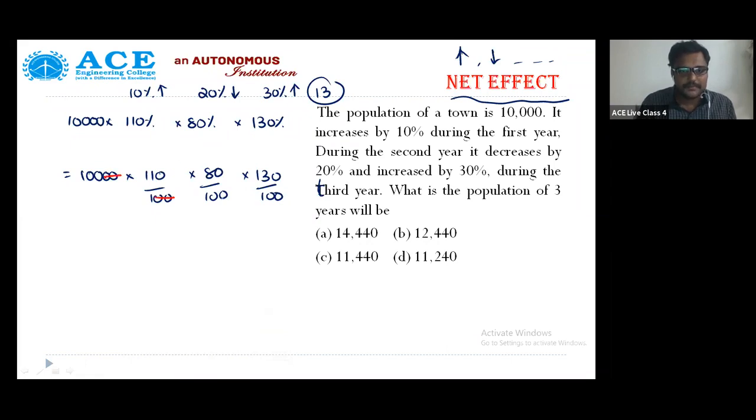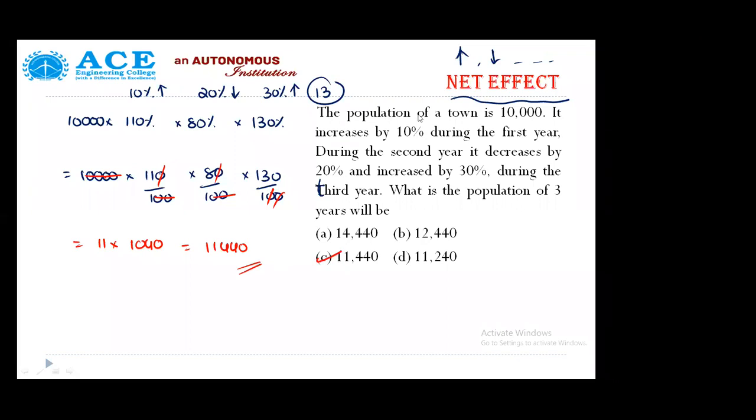Okay. So 11 into 1040, which is nothing but 11,440. Option C is correct answer, my dear friends. Yeah, it's similar to compound interest concept or profit and loss also. We discuss the same scenario. Excellent. See the next question.